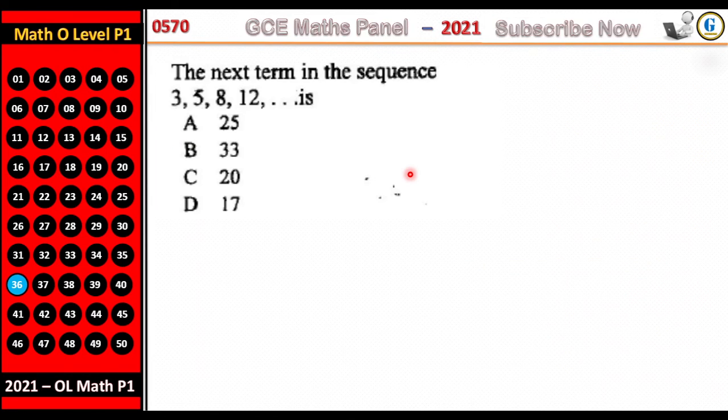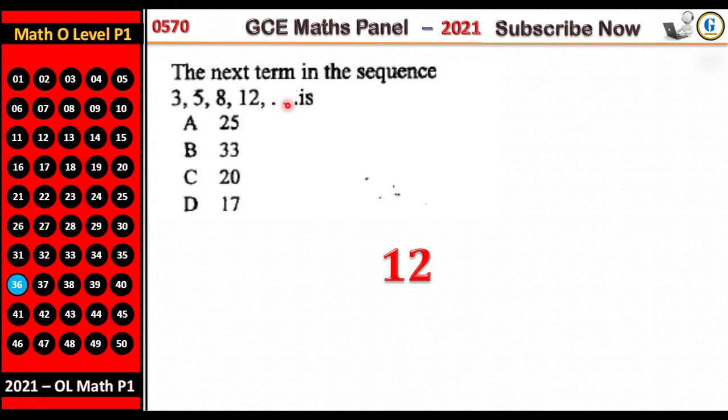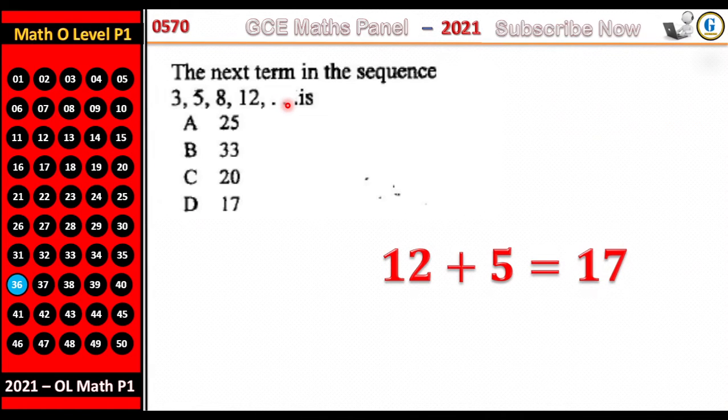The next term in the sequence 3, 5, 8, 12 is... you have to open your mathematics eyes and look at this very well. So you observe that they first of all added 2 to get to 5. From 5 to 8 they added 3. Now from 8 to 12 they have added 4. So to have the next one they should add 5. So 12 plus 5 gives us 17. So the next term is 17.